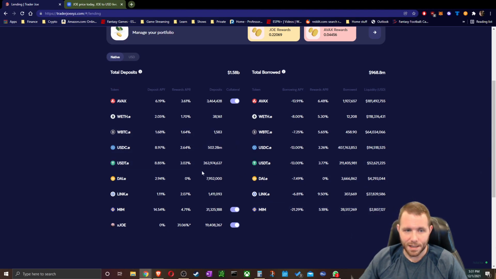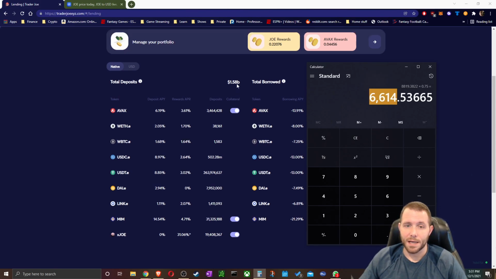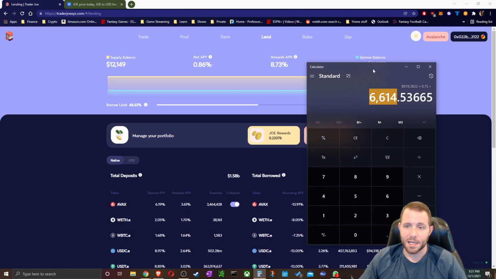So what I ended up doing is I wanted to take this money. So here's the money I had, and I said the collateral factor was 75%. So let's times this by 75%. So I could borrow up to initially $6,614. Now, that being said, that's a very risky play, right?